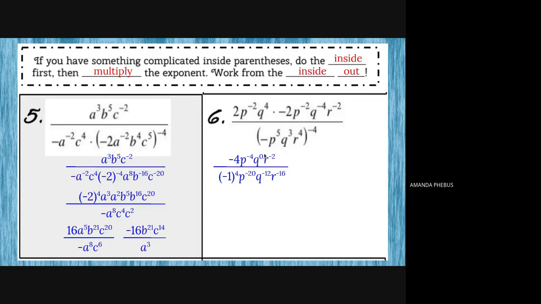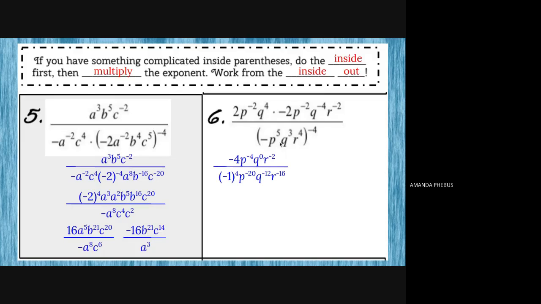Now I'm going to mark that out. I don't need that anymore. And if I was working this out for myself, not teaching, I probably would not have even written q to the 0. I just know that it's a 1, and it's one less thing to write. R to the negative 2 is not going to simplify. We will move it in a little bit.